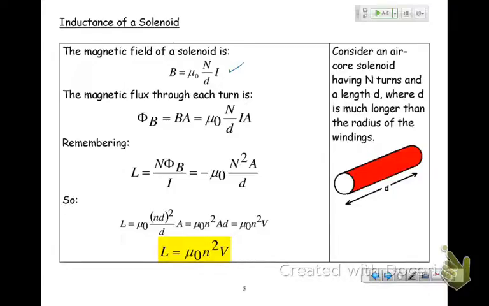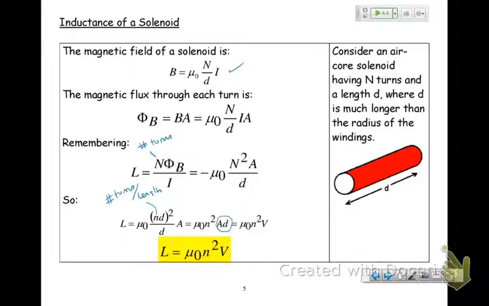So L is equal to mu naught little n, which is the number of turns per unit length, times the length, whereas big N is the number of turns. So little n D squared over D times A, which equals mu naught little n squared A D, which equals mu naught n squared times A times the length, and the area times the length is equal to the volume. So L is equal to mu naught n squared V.